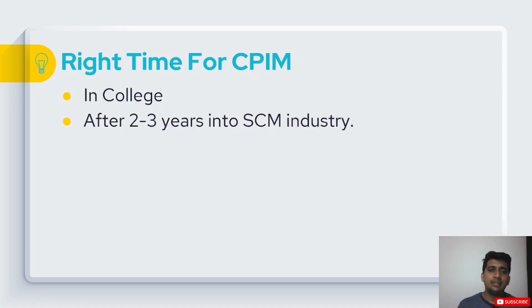And in the second case, if you are not an MBA and you don't have a background in supply chain in terms of education, the right time would be after 2-3 years in the industry, when you have spent a minimum of 2 years in supply chain. This is one of the mistakes which I made. I started appearing for the exam only after spending 1 year in supply chain.